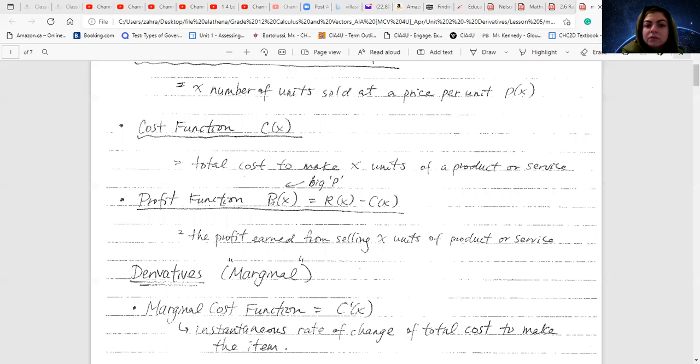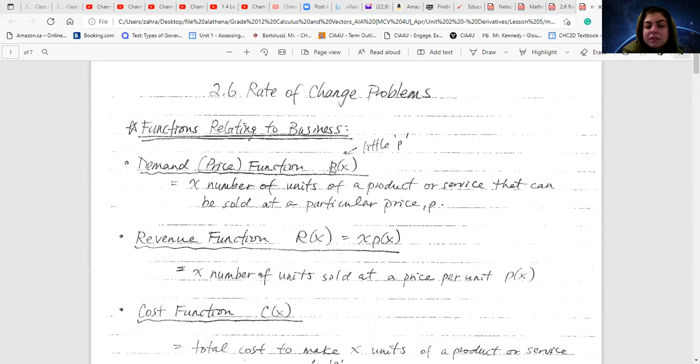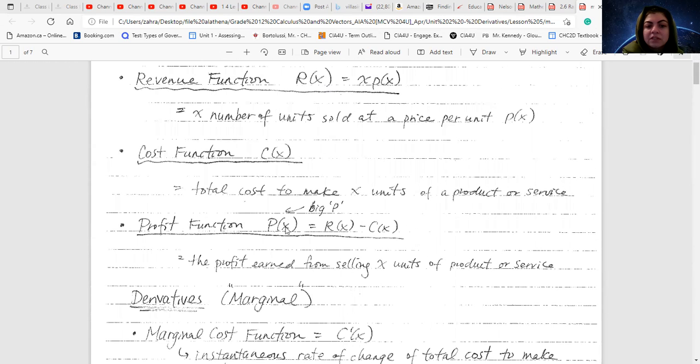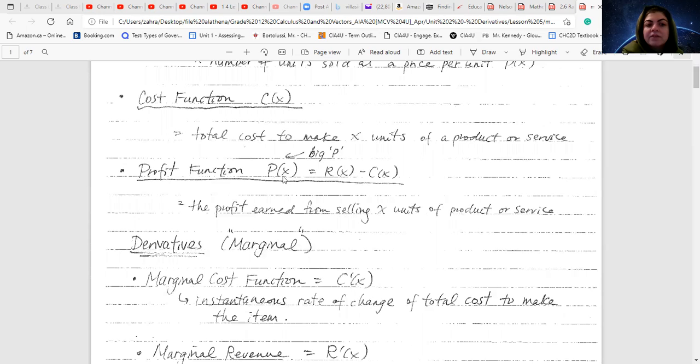So profit, which is P(x), the big P. The previous one, the price function, was a small p. Now here is capital P, so this is going to be profit. Profit is how much money you are making out of selling those things. It's going to be revenue, how much you sell those items for, minus the cost of those items, is the money that you are earning as profit.